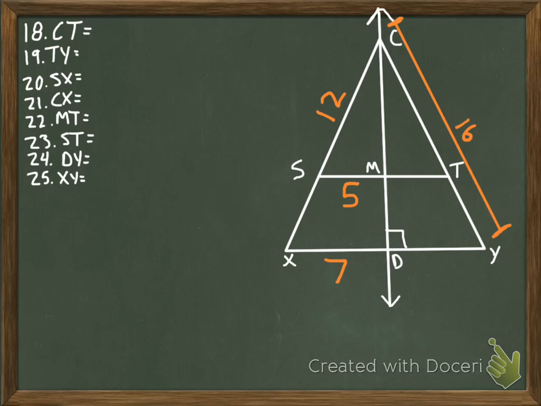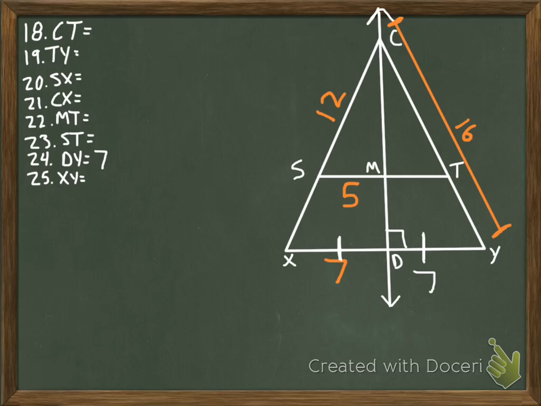But that tells me it's perpendicular, but I also need to know it's a bisector, so I'm going to mark this and this congruent. So those two segments are congruent. By the way, that means that if XD is 7, DY is 7. We'll actually just fill that in. Number 24 says DY is 7.